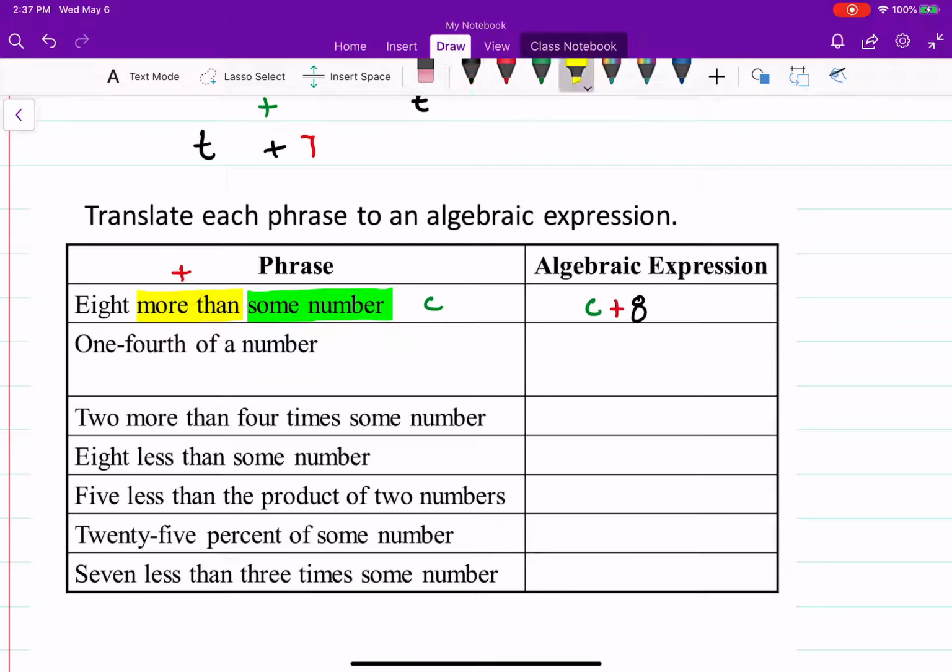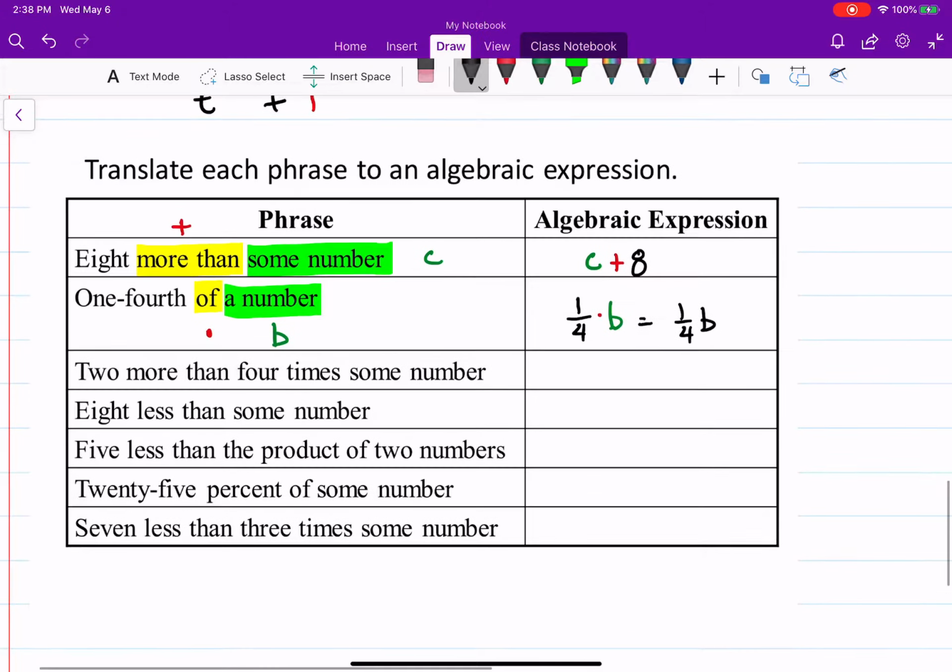Okay, 1/4 of a number. So again, I have of, which means to multiply. And then I have a number. And a number means I gotta choose a variable. Let's say B. Okay? And then we have 1/4 of, so it means it's gonna be 1/4 times B. Now, I could also write this as 1/4 B with no dot in the middle, okay?